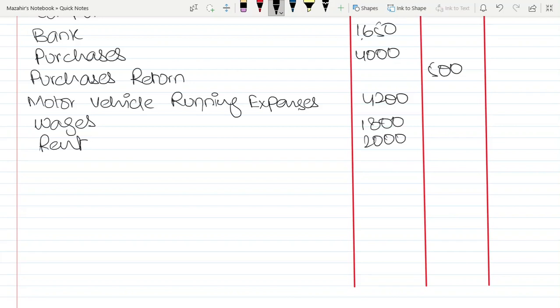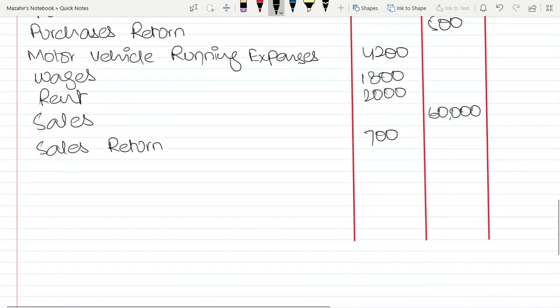Okay, so now that we are done with the assets and expenses, we'll move on to income. In this case, we don't have any liability. So the first income and the only is sales for 60,000 on credit side. Then comes the sales return, which is a contra account, 700 on debit side. So our income is complete.